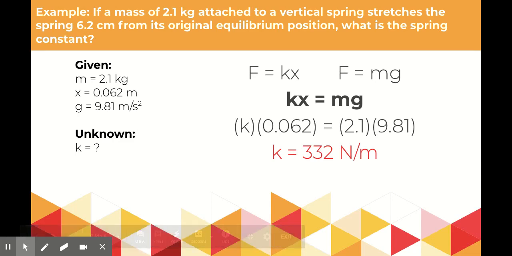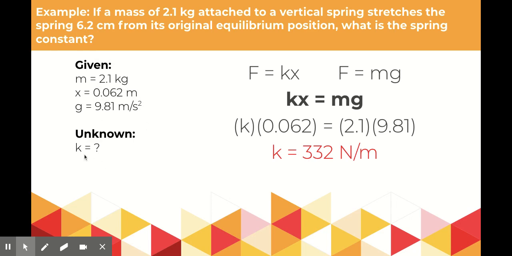So if a mass of 2.1 kilograms attached to a vertical spring stretches the spring 6.2 centimeters from its original equilibrium position, what's the spring constant? Okay, so we know what we're given. We know that the mass is 2.1 kilograms. The displacement needs to be in meters, okay? So we converted the 6.2 centimeters into meters, and gravity is 9.8.